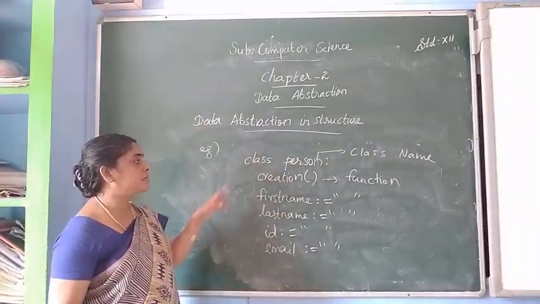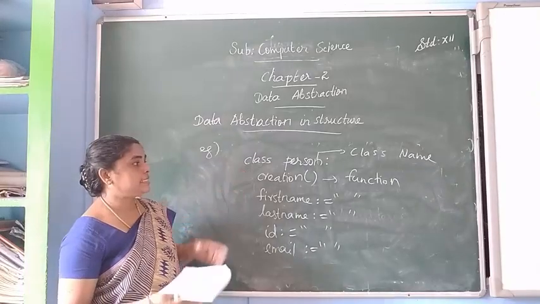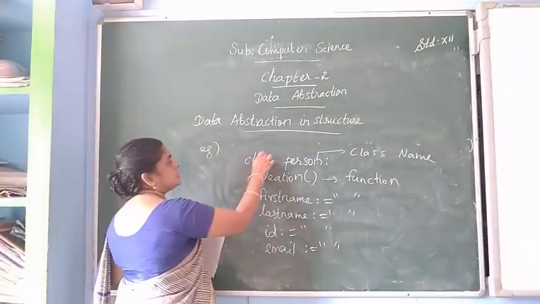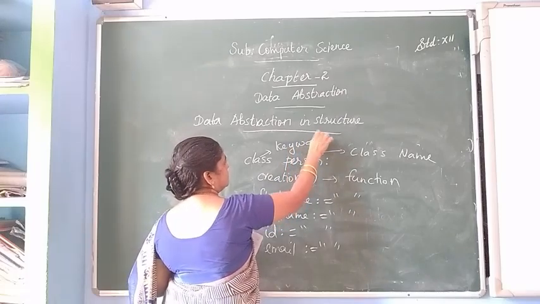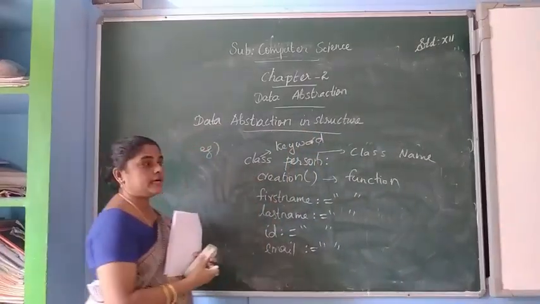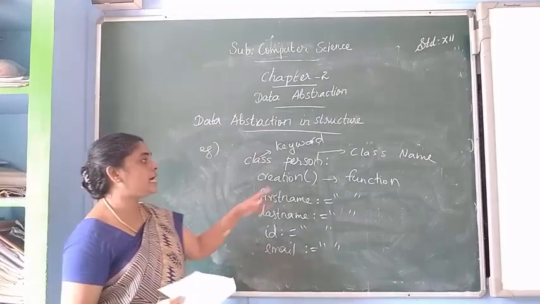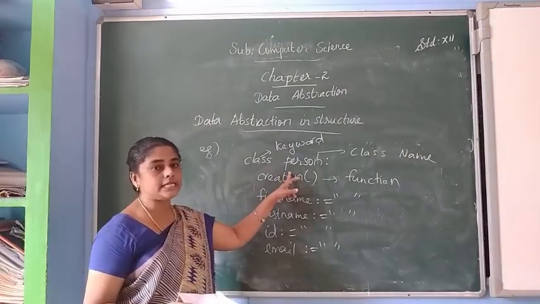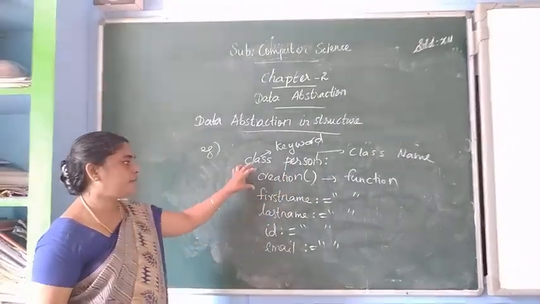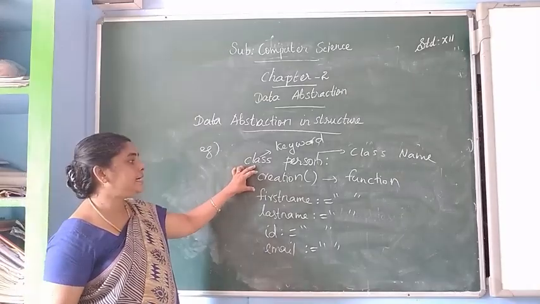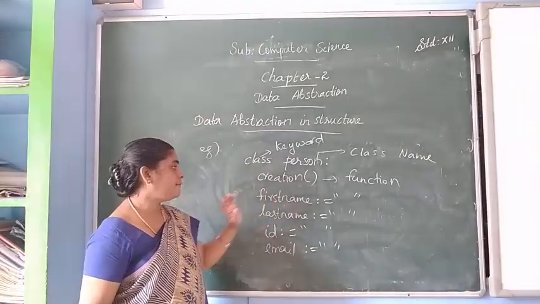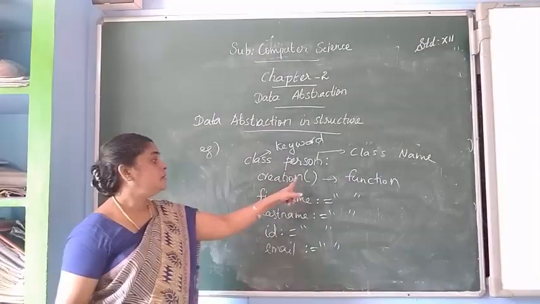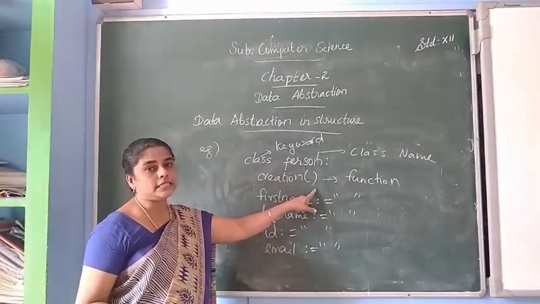How will you write it? It must be started with class. Class is the keyword. So, what is the name of this class? Person. The name of this class is person. Then after that, what is created here? One function name is created, known as creation. The function names must start and end with this parenthesis.